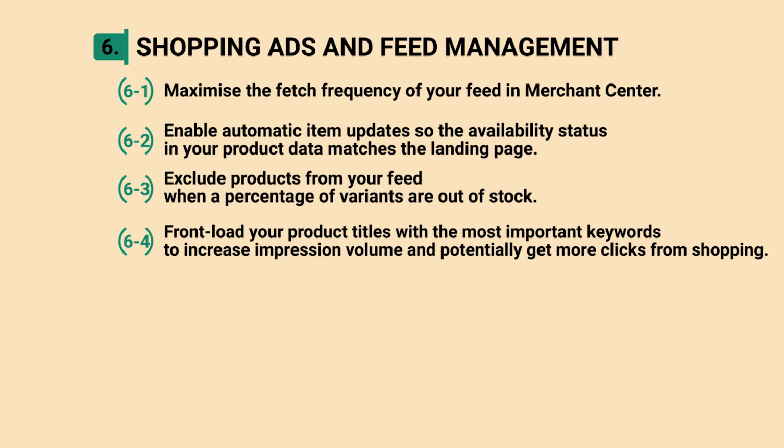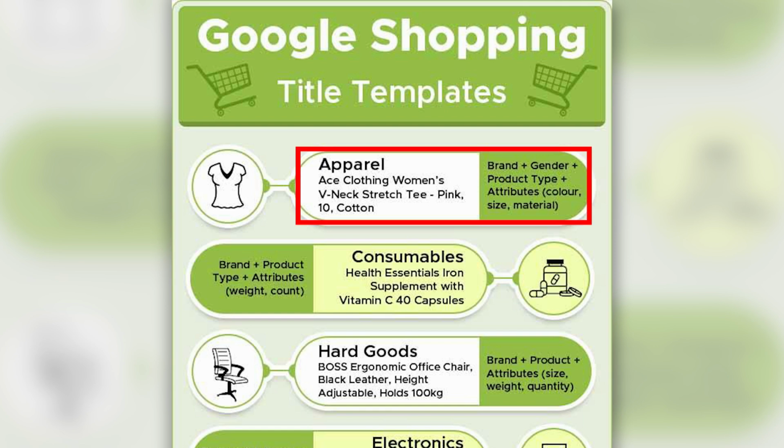Front load your product titles with the most important keywords to increase impression volume and potentially get more clicks from shopping. Your product titles might appear truncated in the shopping carousel. So for popular brands, that means adding the brand attribute at the beginning of titles. If the brand is not often searched, you can add it to the middle or end of the product title, sometimes even leave it out. Your goal is to match more of the title to the most popular search queries for the product.